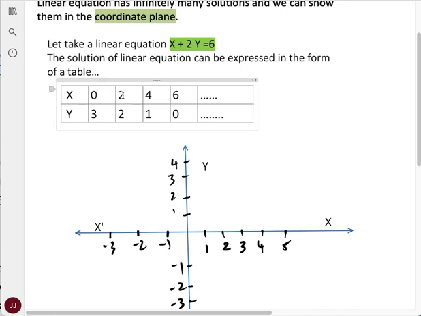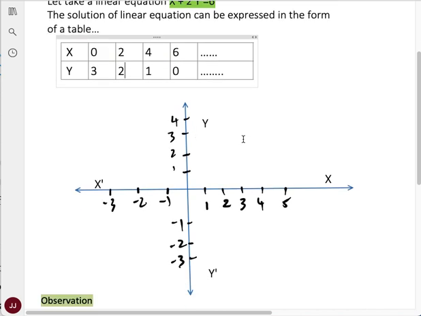For each value of x, we are going to find the value of y. So for this equation, x plus 2y is equal to 6, when we have x is equal to 0, y is equal to 3, and for x equal to 2, y is again 2. For x equal to 4, we have 1, and for x equal to 6, we have 0. We'll try to plot these points in our coordinate plane, that is our graph.